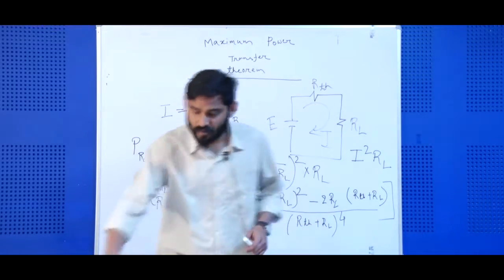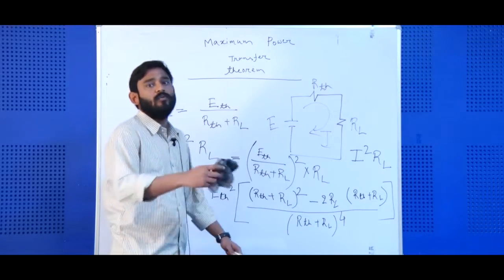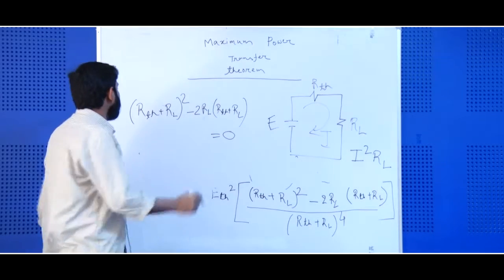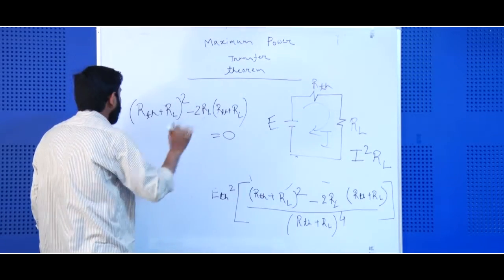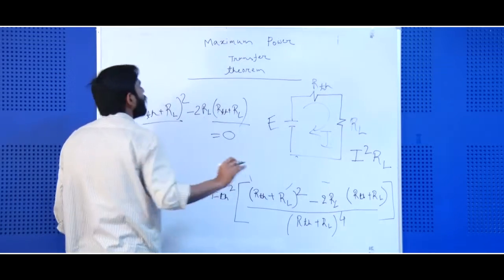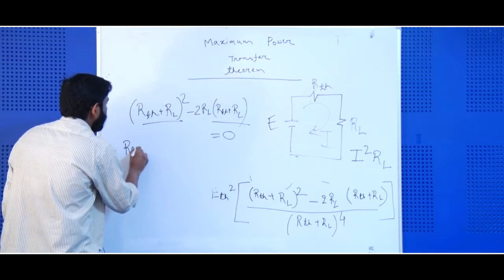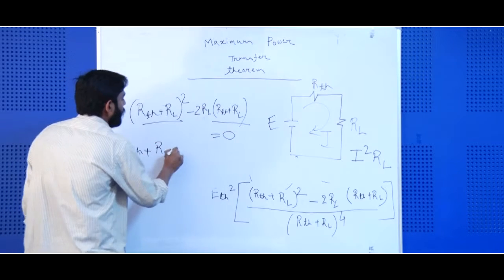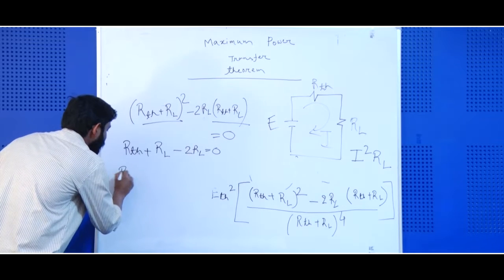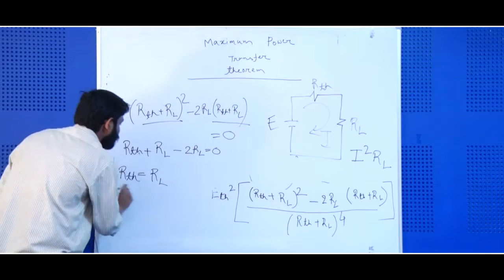So, let us see what happens when this expression RTH plus RL whole square minus 2 RL into this thing is equal to 0. What result do you get? This is the final expression. After a small mathematical manipulation, you can easily see as this and this both are not equal to 0, after taking a common, this whole expression becomes RTH plus RL minus 2 RL is equal to 0. From that, you will get this expression RTH is equal to RL.